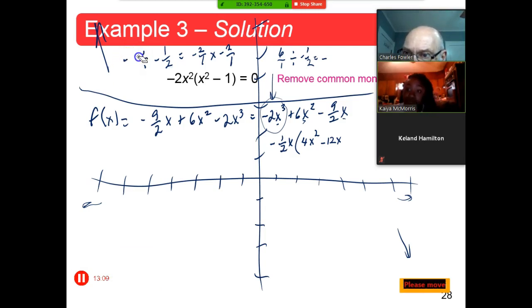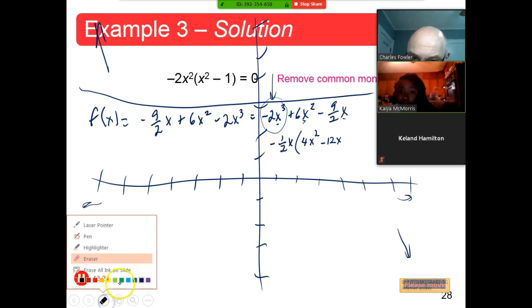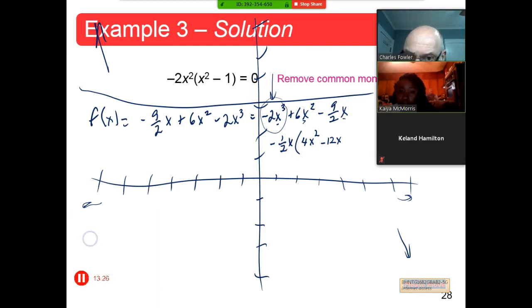All right, then that last one, and this is the whole reason we did it. I'm going to erase these because I'm running out of room. You okay with that? So what we're doing right here is factoring out the -1/2 x. And that left us, the first term became a 4x squared. The second term became a -12x. Is that what you're asking?